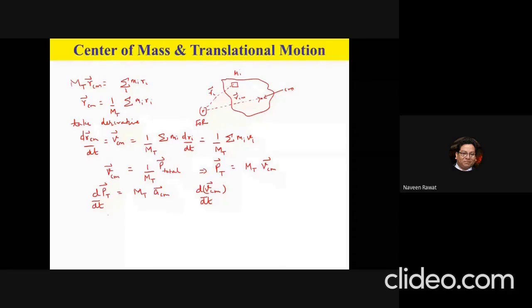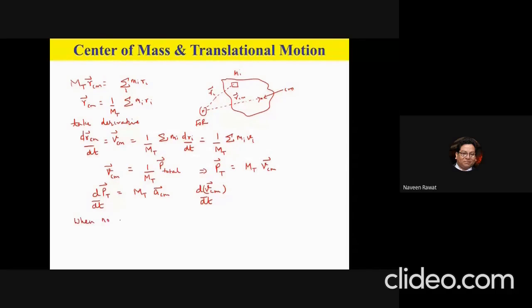So when no external forces are acting, your dp_total by dt will be zero. And what will that mean? That will mean that the acceleration of the center of mass will be zero, of course because the total mass cannot be zero. And what does that mean? That means that the velocity of the center of mass is constant. This is analogous to your conservation of momentum. This is the same idea.